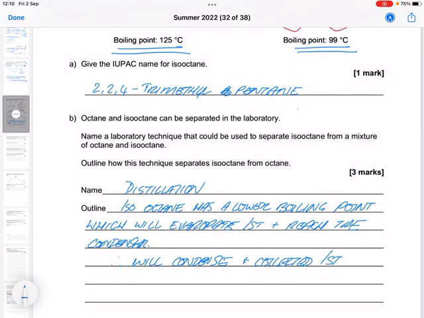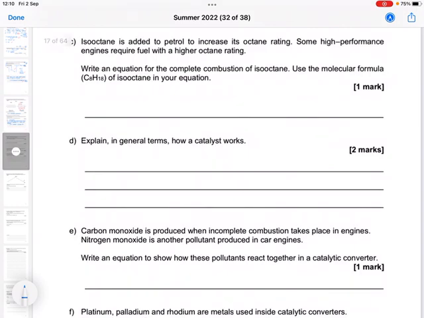Okay, right, onwards. Isooctane is added to petrol to increase the octane rating. Write an equation for the complete combustion using the molecular formula C8H18. So C8H18, so combustion is with oxygen, which gives you carbon dioxide because it's complete, and water. So we use MACHO here, so Ma is metal and any other element. Well, we haven't got a metal, there's no any other elements except for, and then the CHO, carbon, hydrogen and oxygen, so we balance them in that order.